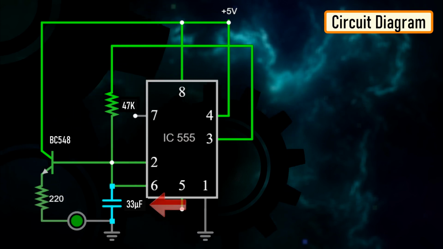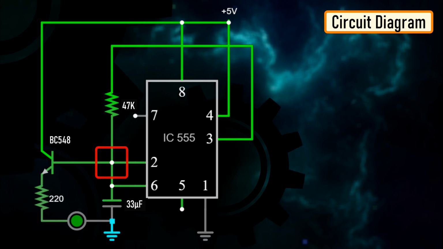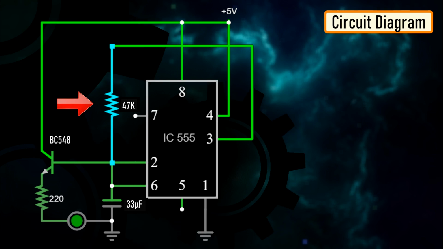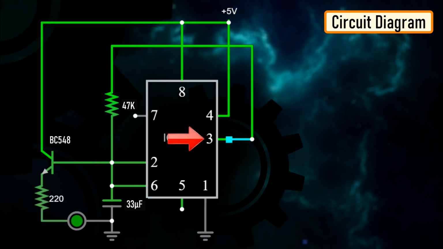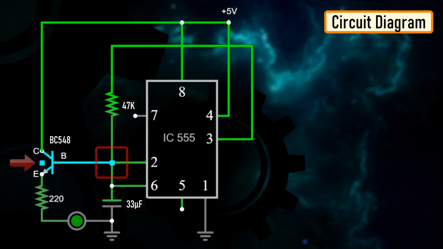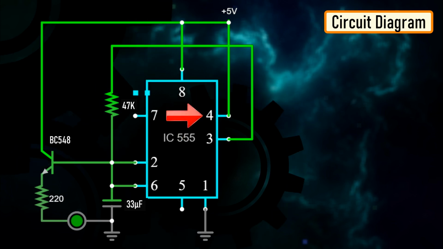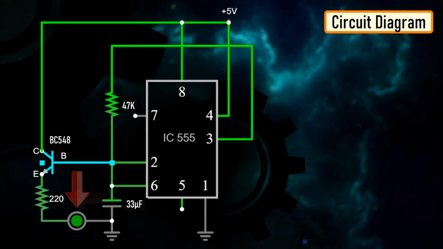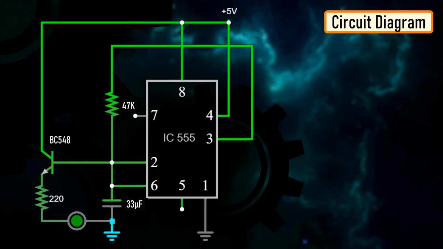First one is the 33 microfarad capacitor. The positive pin of the capacitor connects to this junction and the negative pin is grounded. Second one is the 47 kilo ohm resistor. One of its legs connects to this junction and the other leg is connected to the output pin number 3 of the IC. Third one is the base of the BC548 NPN transistor. The collector of the transistor, along with pin number 8 and 4 of the IC, connects to the positive terminal of the battery. The LED along with its current limiting resistor is connected to the emitter of the transistor. That's it. As simple as that.